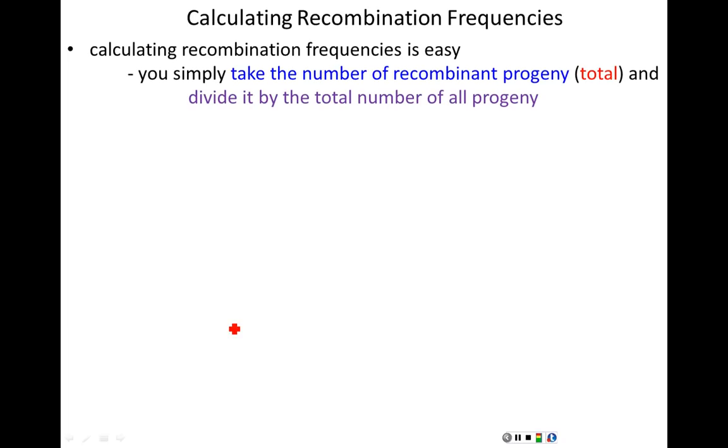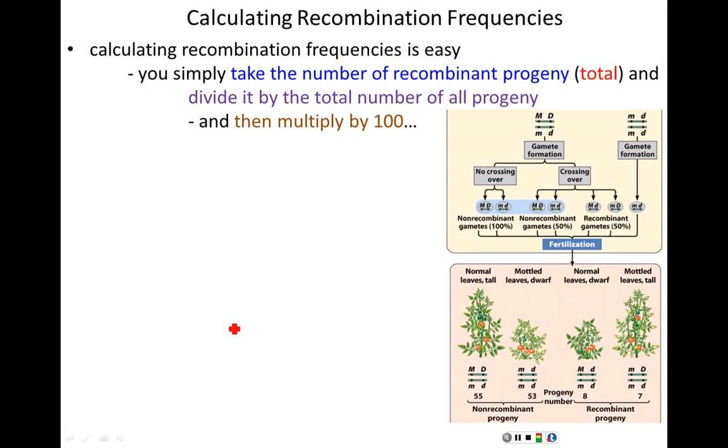Now to the prediction side of it all. How do we calculate recombination frequencies, and more importantly, what do they tell us? The actual calculation of recombinant frequencies, mathematically speaking, is very, very easy. You take the number of the recombinant progeny, add them up, and divide it by the total number of all the progeny, recombinant and non-recombinant. You get a number, you multiply it by 100, and that's your recombination frequency. Easy, easy, easy. So let's do it here.